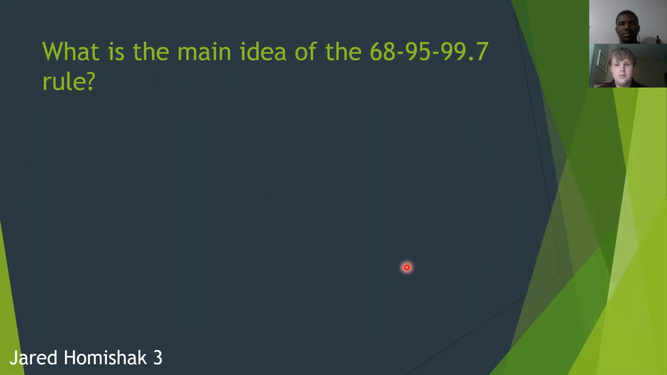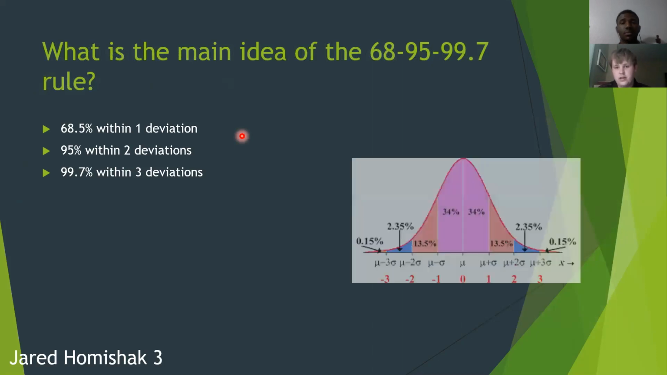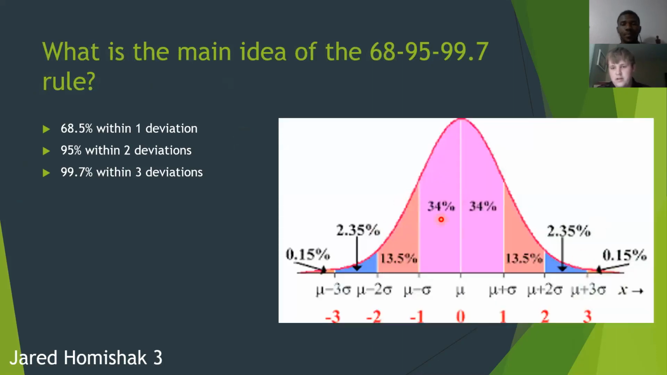Absolutely. The 68-95-99.7 rule is what it's formally called. It basically means that the percentage of data points are typically within a set of deviations. According to this rule, about 68.5% of your data points will be within one deviation, 95% will be within two deviations, and 99.7%, or nearly all the data, should be within three deviations. This chart over here demonstrates that concept.